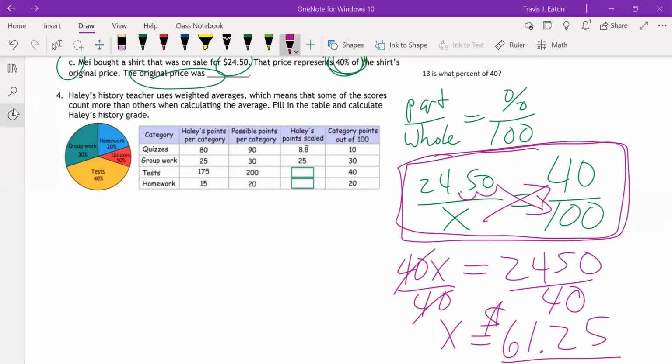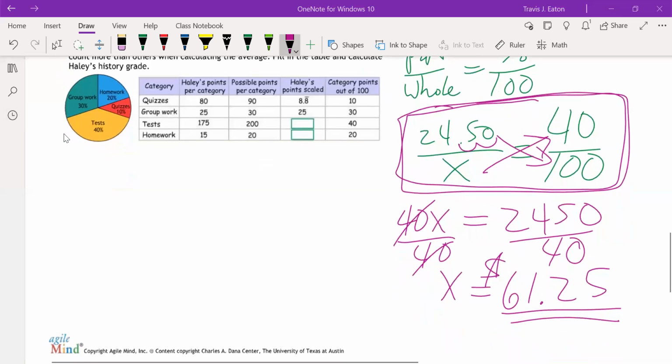Haley's history teacher uses weighted averages. This means that some of the scores count more than others when calculating the average. Fill in the table and calculate Haley's history grade. Okay. Well, this is all very interesting. Looking at the categories, quizzes are worth 10%. Homework is worth 20%. Group work is 30%, and tests are worth 40%.